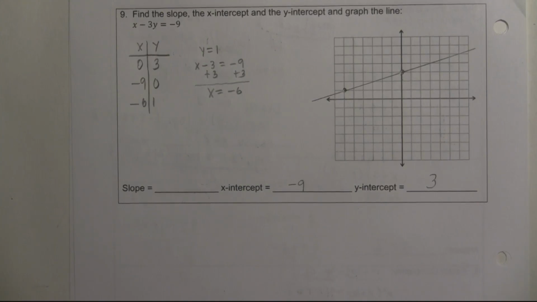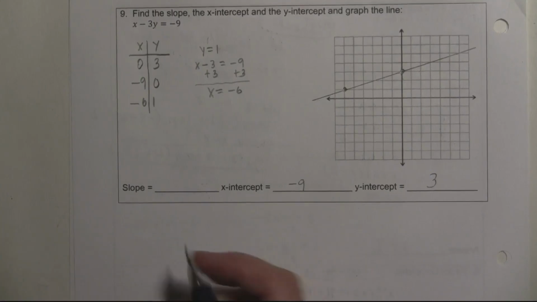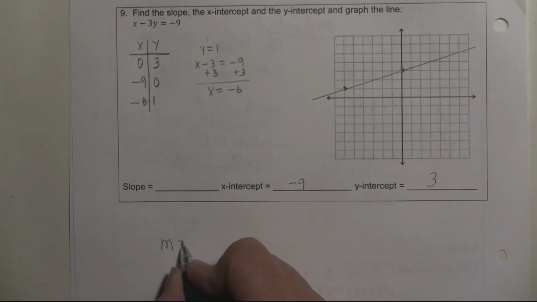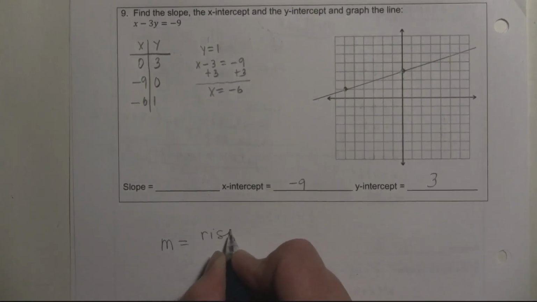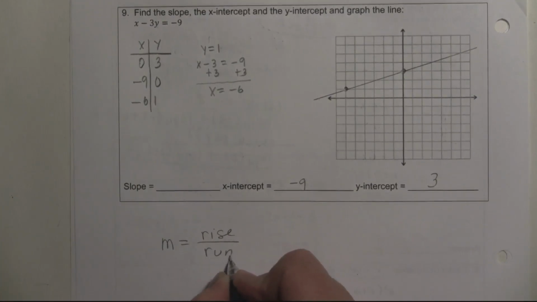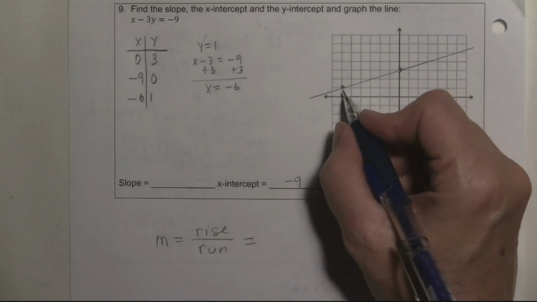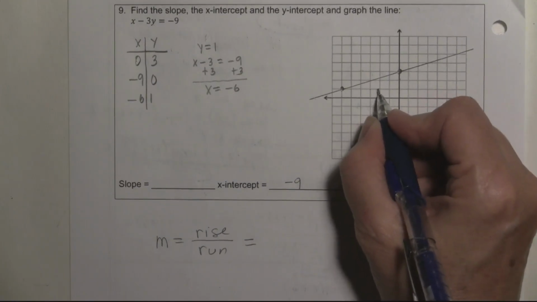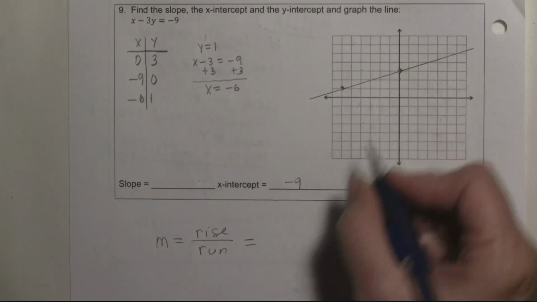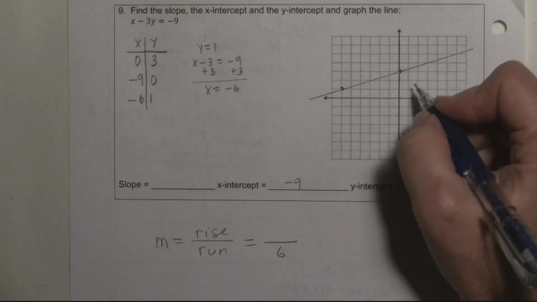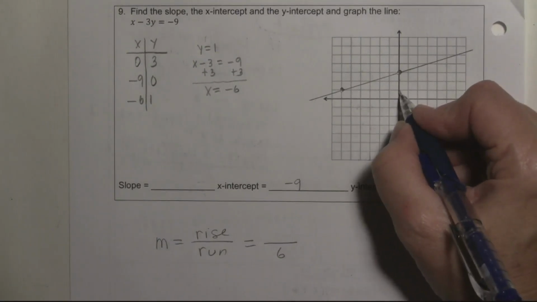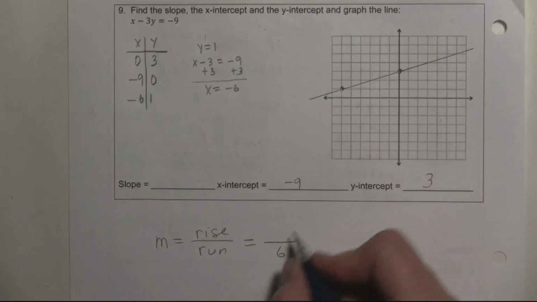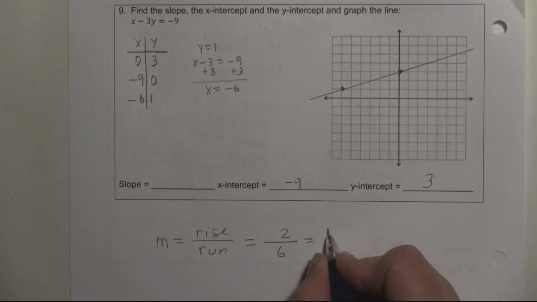So I am feeling kind of like having a bowl of ice cream, and so I'm thinking about counting. So slope equals rise divided by run, right? And I'm going to start here at this point. I'm going to run 1, 2, 3, 4, 5, 6. And then from here, I'm going to rise up 1, 2, so up 2. And when I reduce, that's 1/3.